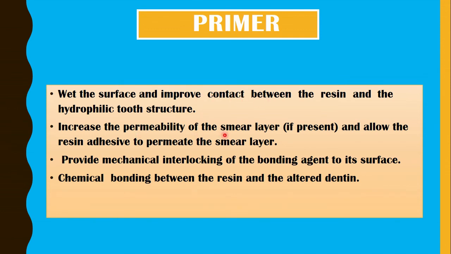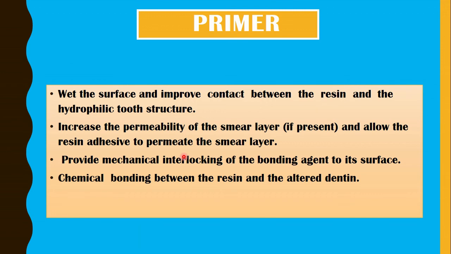They increase the permeability of the smear layer present and allow the adhesive resin to permeate the smear layer. And these primers provide the mechanical interlocking of the bonding agent to the surface, and they lead to formation of the chemical bonding between the resin and the altered dentin.